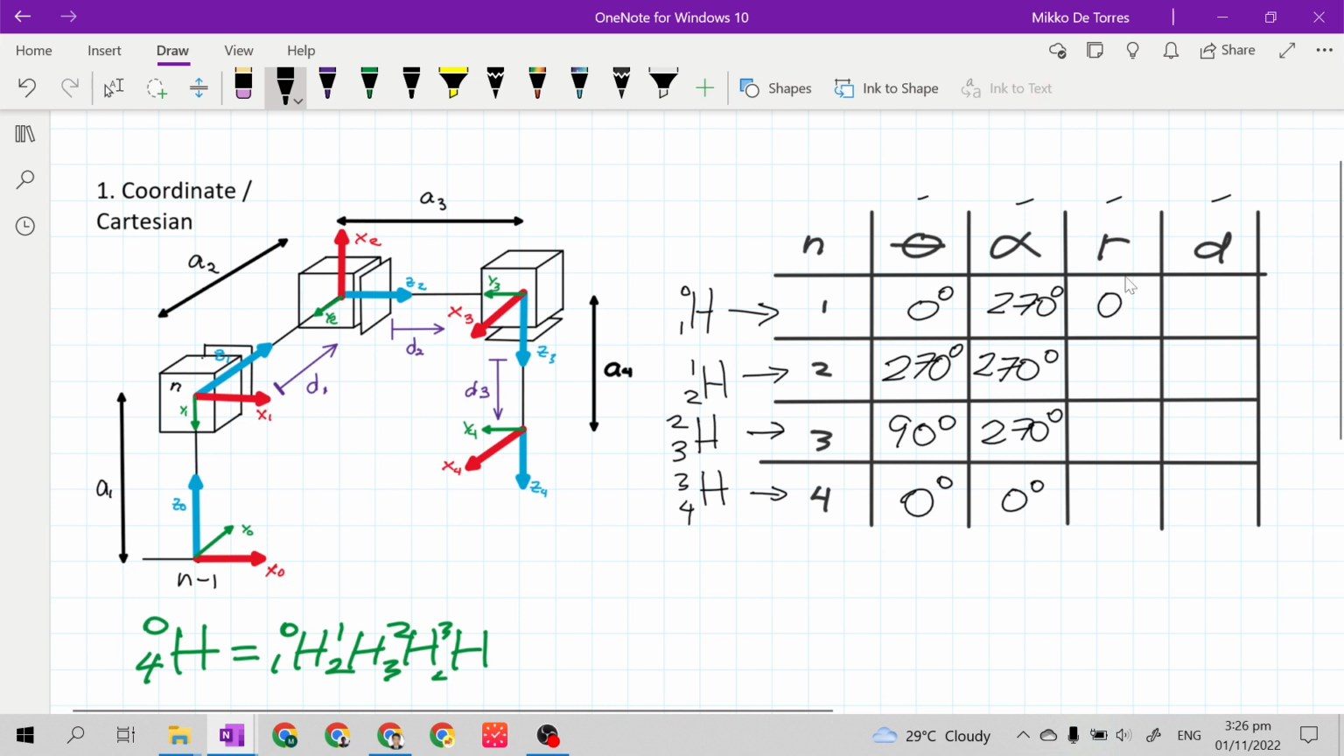Okay, this is not 0 degrees. Remember, this is not 0 degrees. This can be inches, feet, or millimeters, or centimeters, or meters. Only the rotation angles are the degrees or radian, while the position parameters are either inches, feet, millimeters, centimeters, or meters.